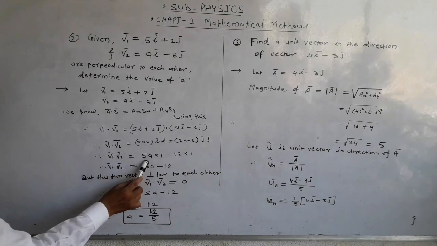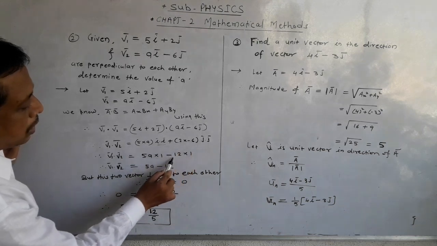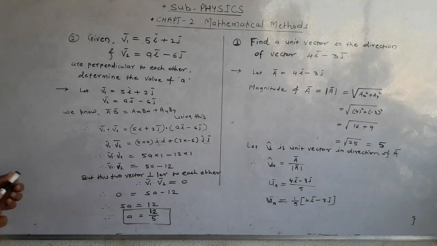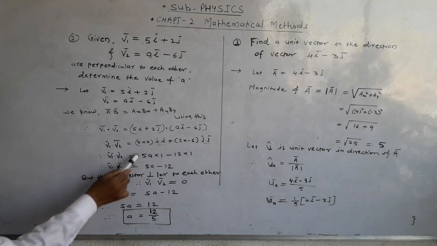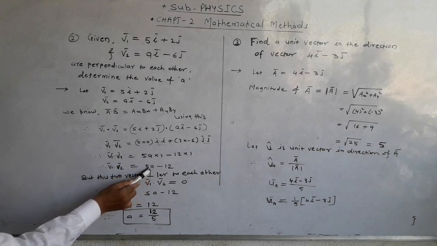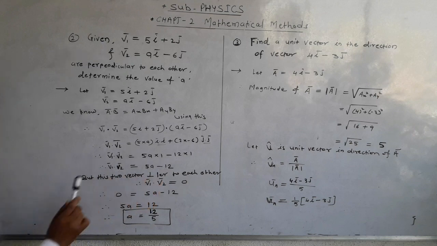Then 5 into a, 5a. This i dot i, we have to write here 1, 2 into minus 6, minus 12, and j bar dot j, this is nothing but the 1. Then again solve this step, 5 into a, 5a into 1, this is the 5a, and 2 into minus 6 minus 12 into 1, that is the minus 12.